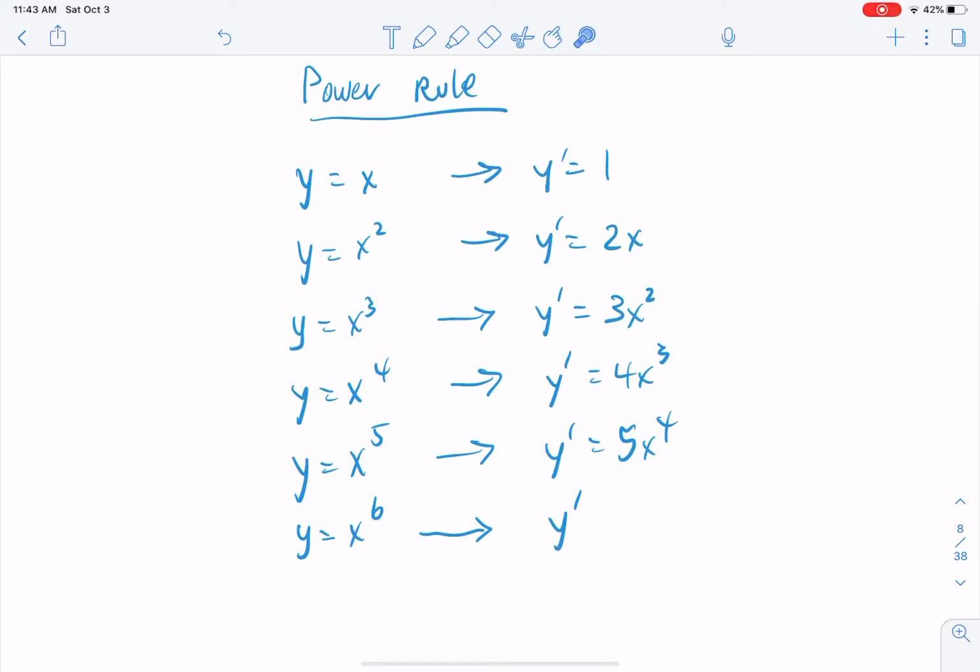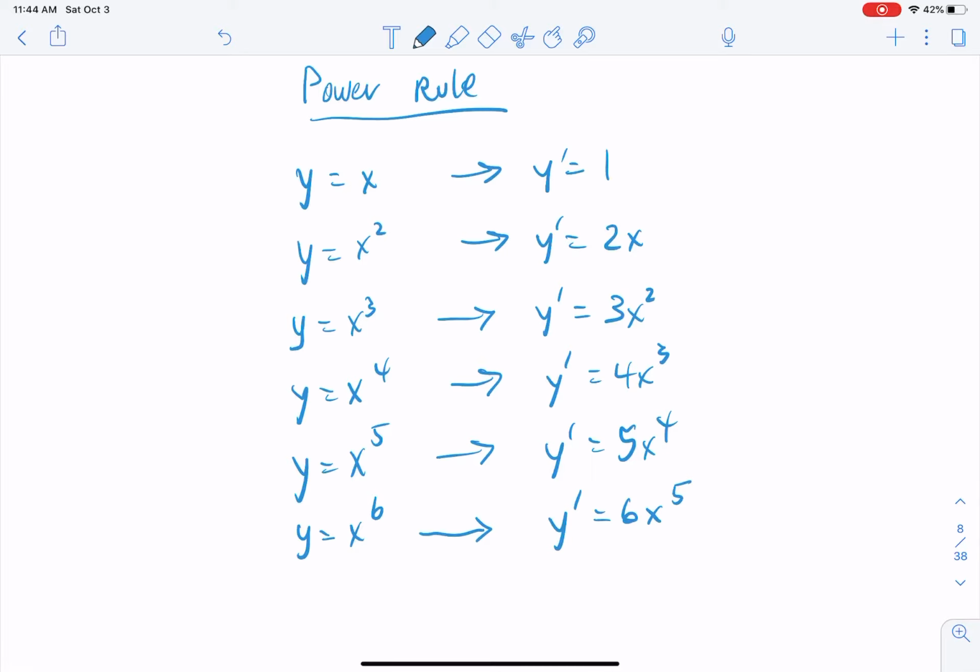The power decreases by 1 for the derivative. But where is the number out front coming from? So this 2, where did that 2 come from? And wasn't that the power? This 3, that was the power. The 4 here was the power. The 5 was the power. Okay, so then I would expect the derivative of x to the sixth to be 6x to the fifth power.